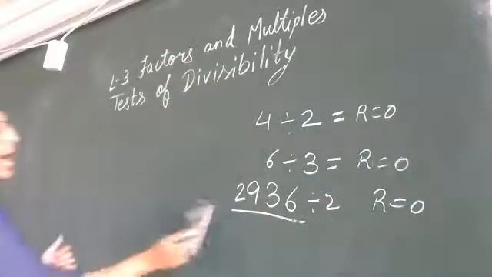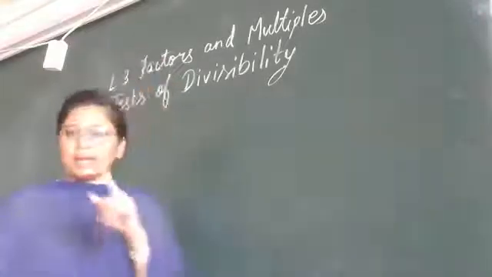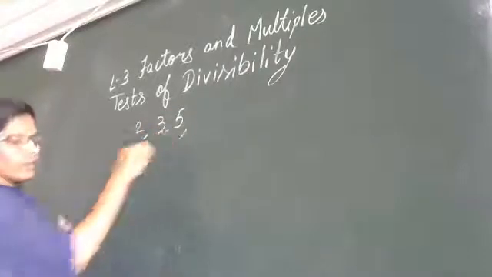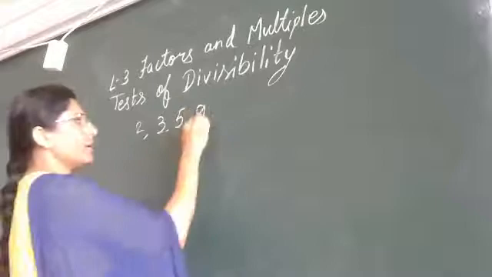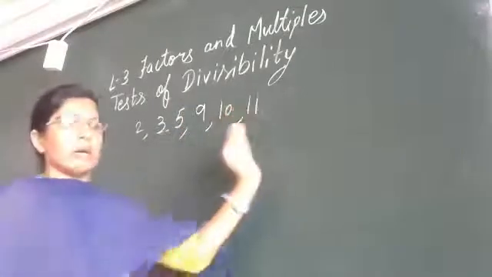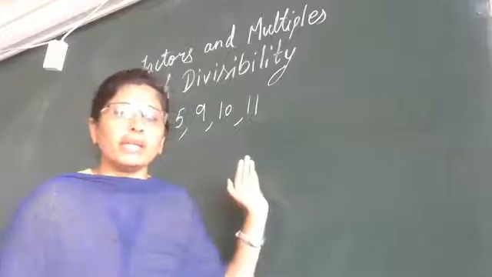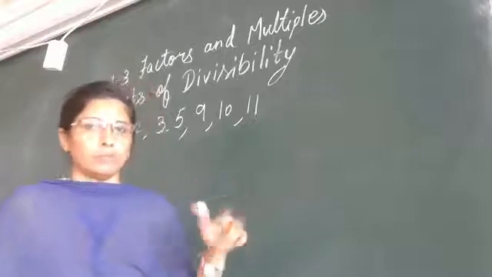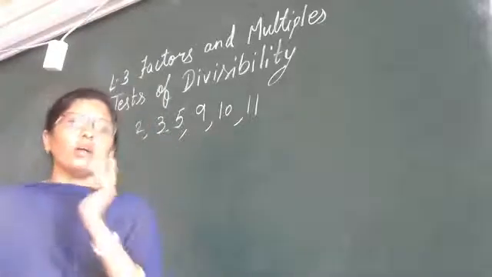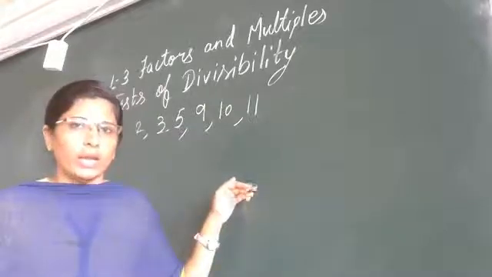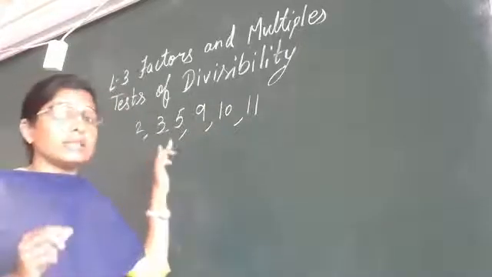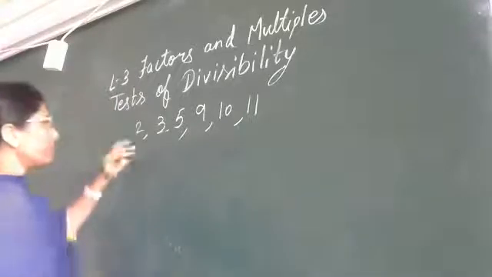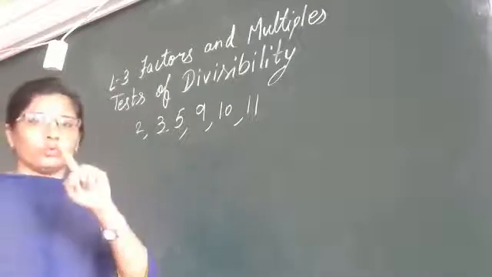Okay, so we have this shortcut method only for 2, 3, 5, 9, 10 and 11, only for these numbers. These divisibility tests are there for only 2, 3, 5, 9, 10 and 11. In 6th standard you are going to learn for other numbers. So first you have to understand this carefully. First we will see the divisibility rule for 2.